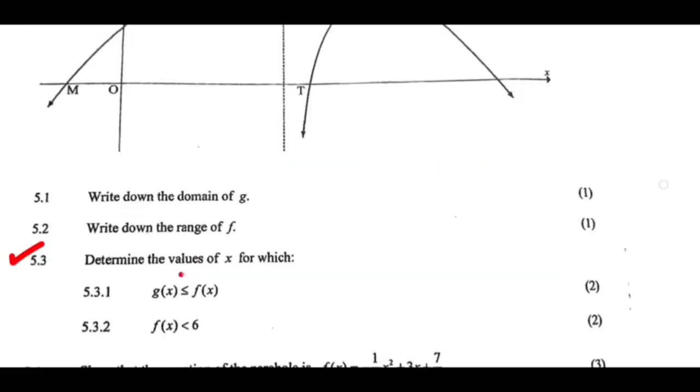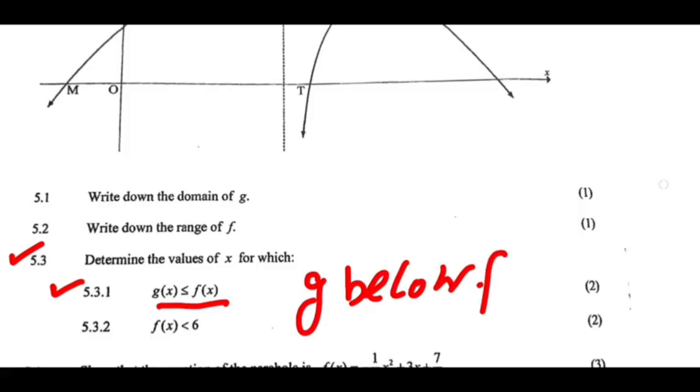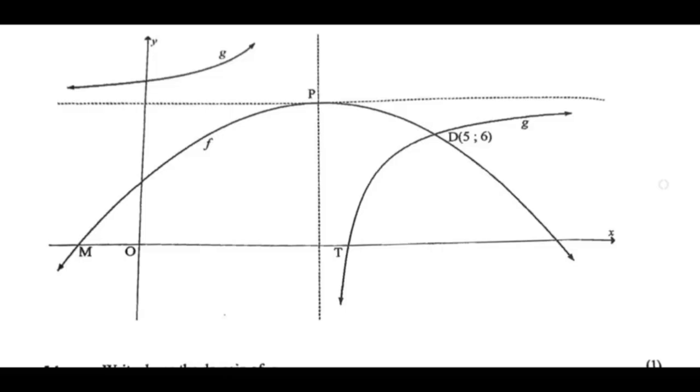5.3. Determine the values of x for which g of x is less than f of x. I'll show you now. This means g below f. We need to see where g is below f. So we're looking at where the hyperbola is below the parabola.